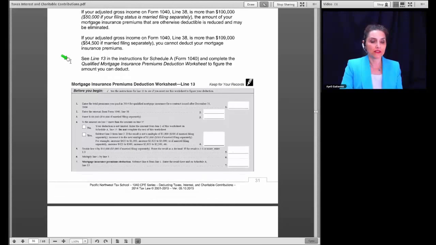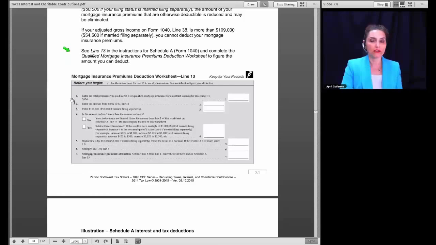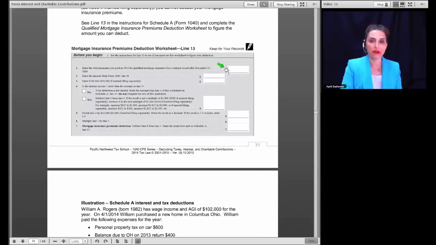So there is a worksheet that the IRS provides to determine what your allowable mortgage insurance deduction is. It simply applies the income levels. So it says start on line 1 with the amount of mortgage insurance premiums you paid. Enter your adjusted gross income. Enter $100,000. If your adjusted gross income is greater than $100,000, you do a subtraction. If your adjusted gross income is less than $109,000, you're going to be allowed a partial deduction, and if your income exceeds $109,000, you will be allowed no deduction at all.